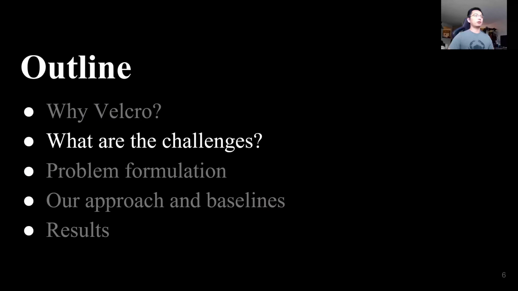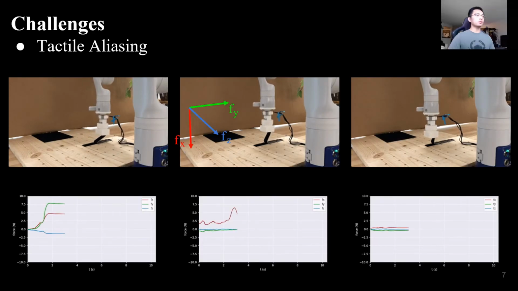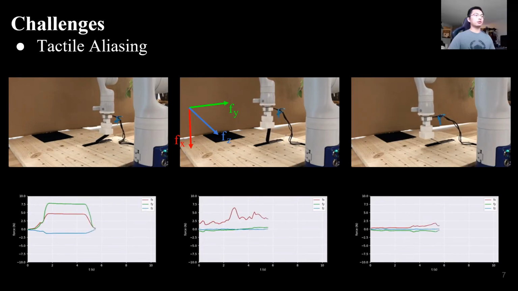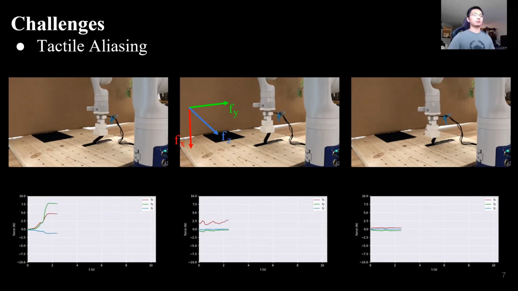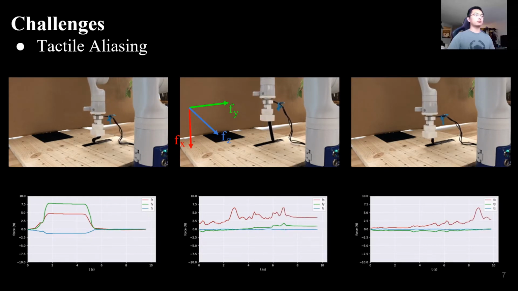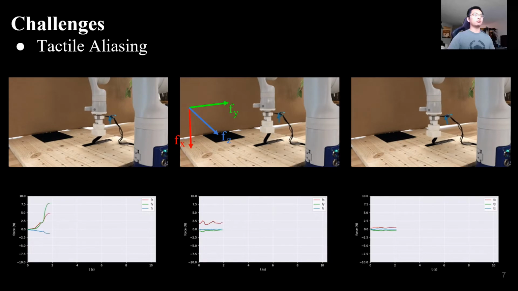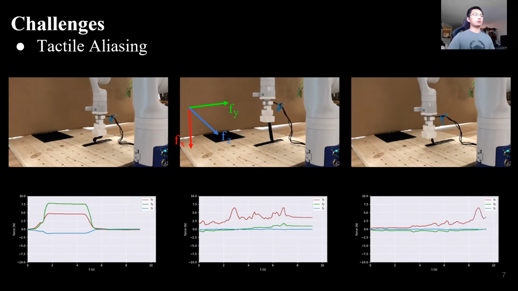Now let's talk about why it is difficult for robots to peel the Velcro using tactile feedback. The first challenge we find is called the tactile aliasing effect, which is an ambiguity between the tactile feedback and the end effector pose with respect to the Velcro. If you only look at the force at a single time step, many different poses can yield the same force measurement. Therefore, it could be challenging to infer the current configuration only from the current tactile observation.